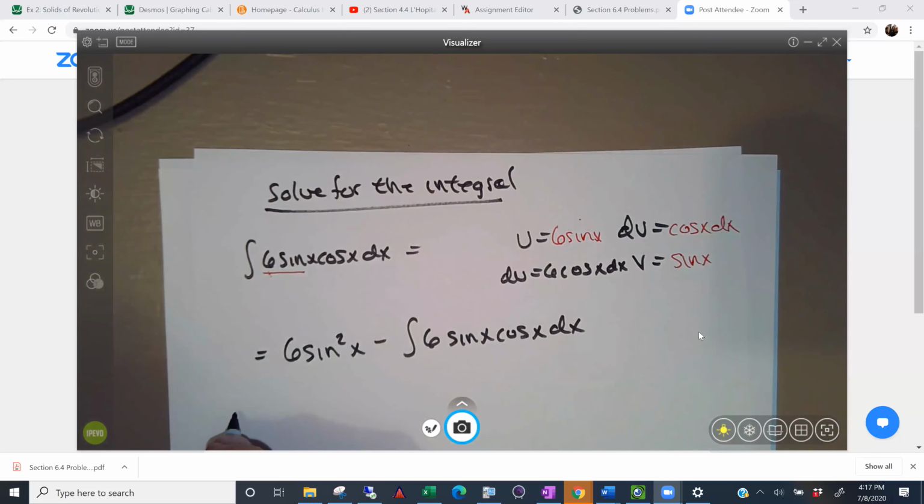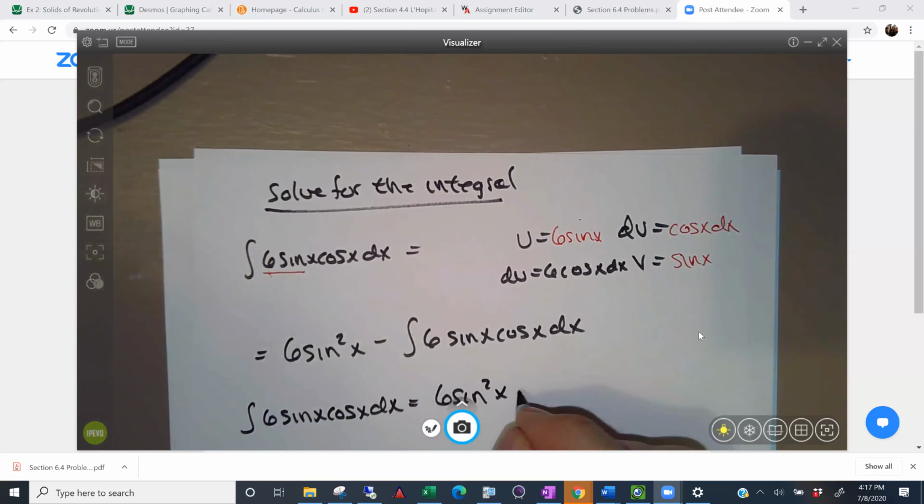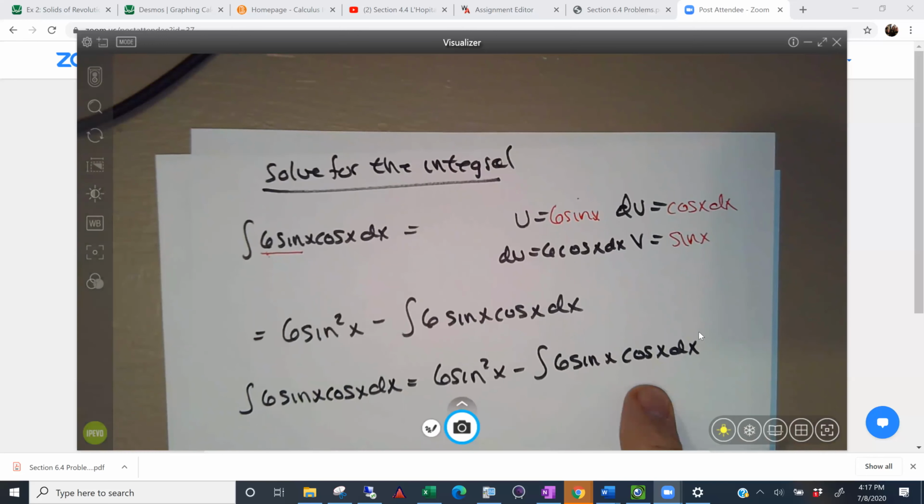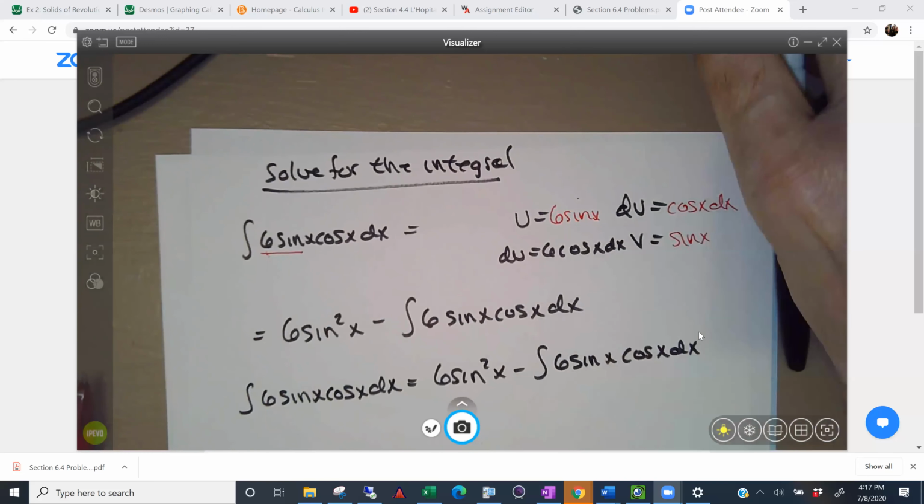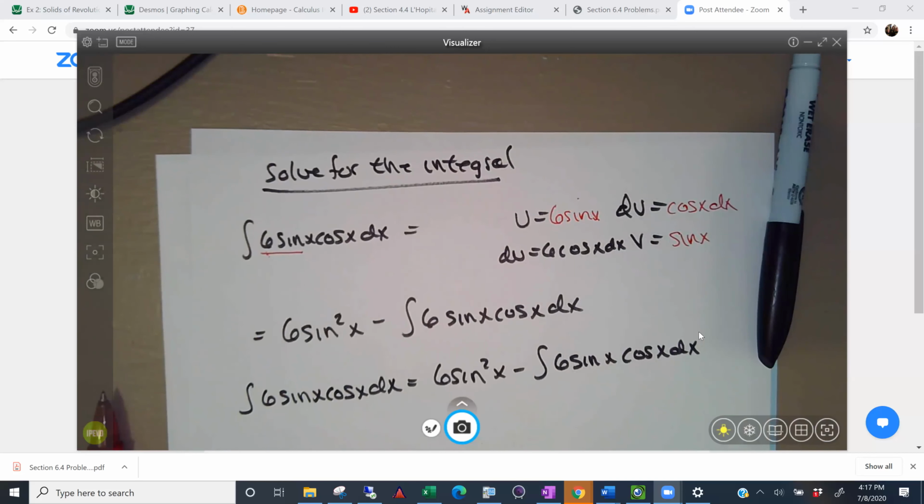So let me write it all out in one nice long line so we can take a better look at it. Six sine squared of x minus the integral of 6 sine of x cosine of x dx. And if you're looking at these things saying, hey, those are kind of the same, I can't argue with you. They do look the same. So we're actually going to take advantage of the fact that they are the same and see if we can't pull a little trick to find the antiderivative.